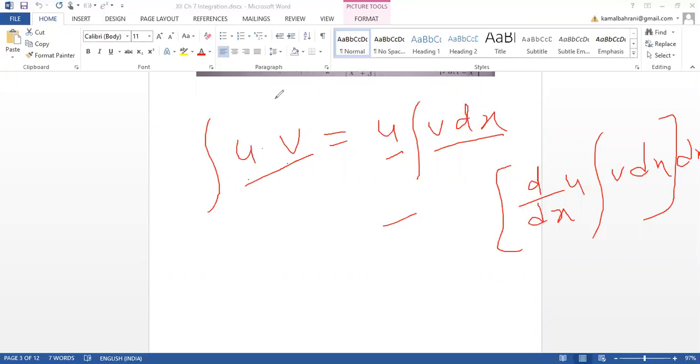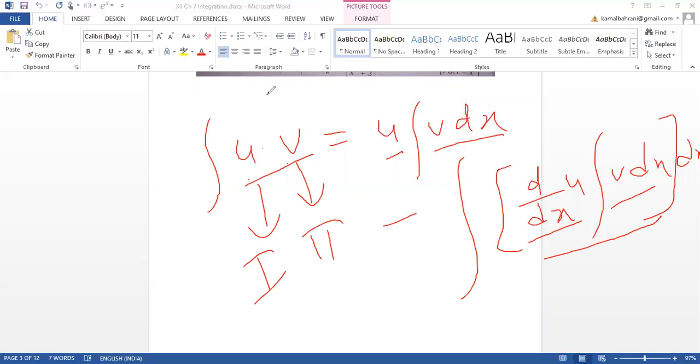Clear? This is your integration symbol. Here integration will come, integration of whole. First you will differentiate the first function. Then integrate the second function. Then the integration of this whole will come. Clear? This way you do integration by parts. Now how do we take the first and the second function? How can we say this will be the first function and this will be the second function?